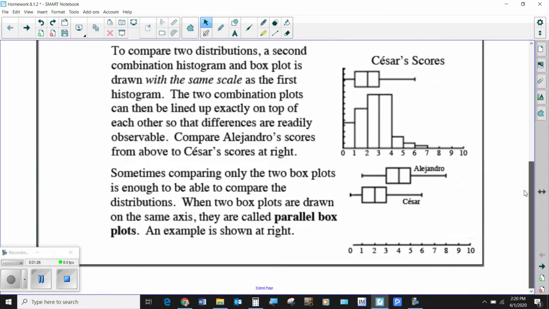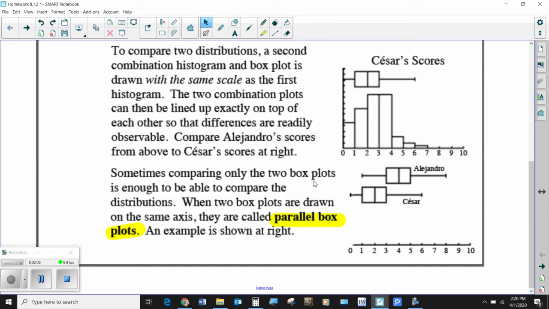But there's also something that's called a parallel box plot. And this is good when you're comparing two sets of data. And you can just look at this and say, all right, well, everything about Caesar's scores was lower than Alejandro's. His minimum was lower, his median was lower, his maximum score was lower. So who had the lower scores? You can clearly see his interquartile range is one full range underneath Alejandro's. So just another way that you can compare data.